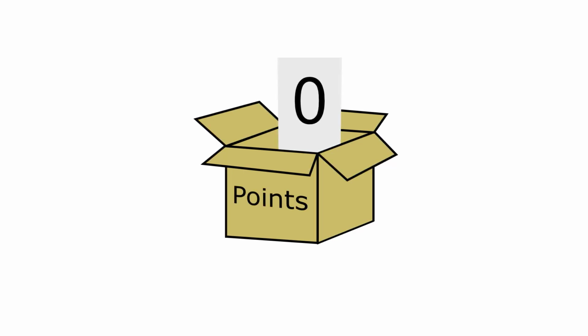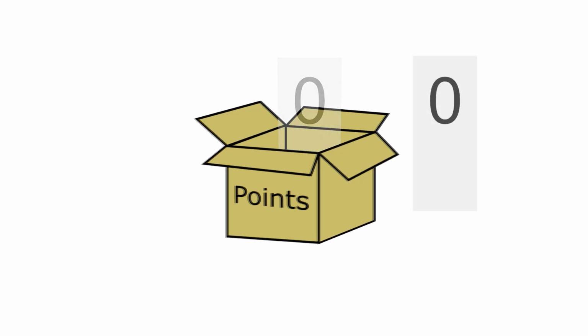Now let's imagine our user just got a question correct. We're going to take the number that we have in our variable, which is 0, and add 1 to it. And then we're going to store the new point value back inside of our variable.